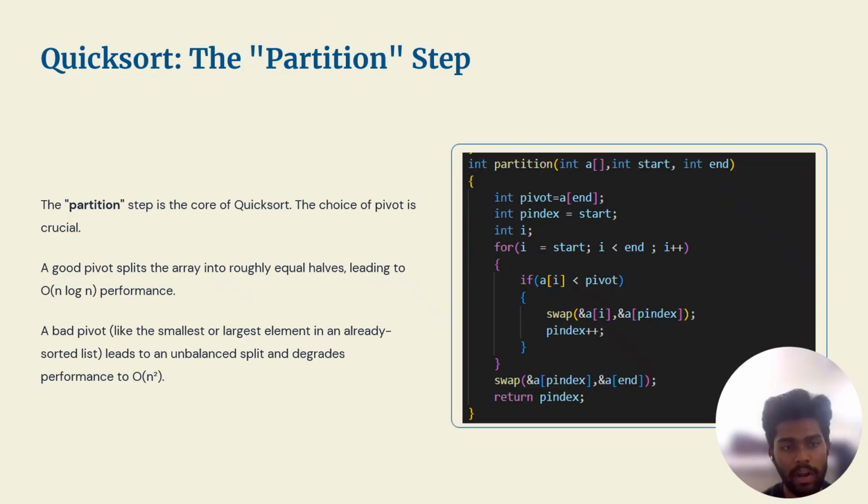Now let's see how the partition step works. First, we take the last element as the pivot, like pivot is equal to A[n], and the pIndex is equal to start. So we iterate from the start to end minus 1, comparing each element with the pivot.